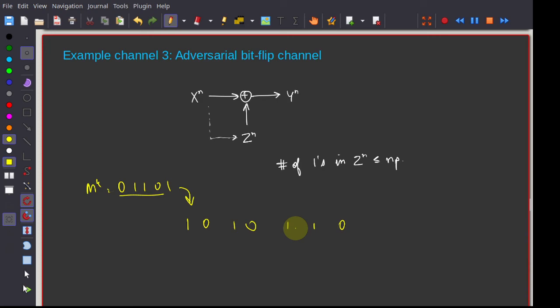There is an adversary who can replace any np locations with whatever he wants. So in particular, he can flip at most np locations, and he can do it after seeing the entire code word. That's a very powerful adversary.